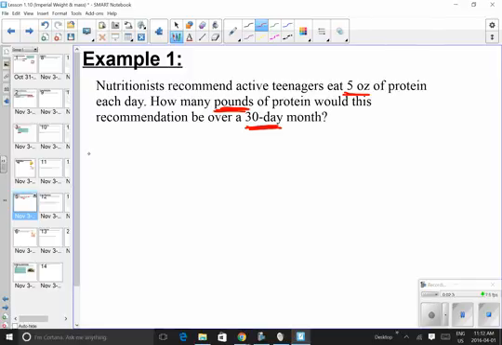So if I have 5 ounces every day, and over 30 days, I'm going to multiply it. So 5 ounces per day times 30 days would give me 150 ounces.